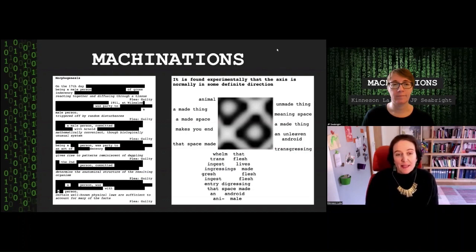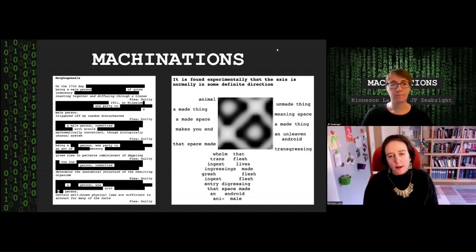So this is my poem. It is found experimentally that the axis is normally in some definite direction. That phrase is taken from the Morphogenesis paper. And again, the input into the algorithm was this image that you can see on the screen, which models, using Turing's paper, the reaction diffusion equations.